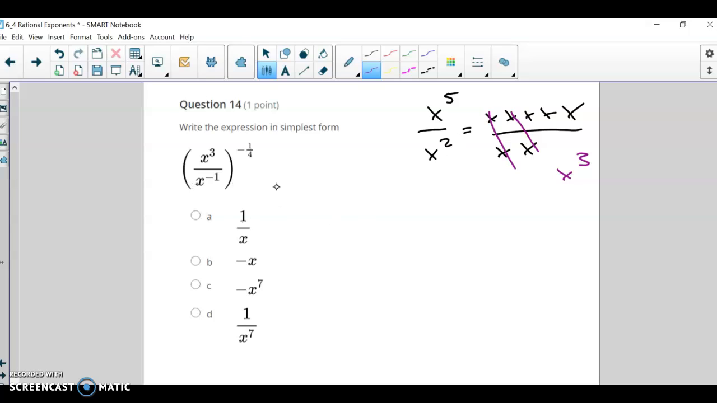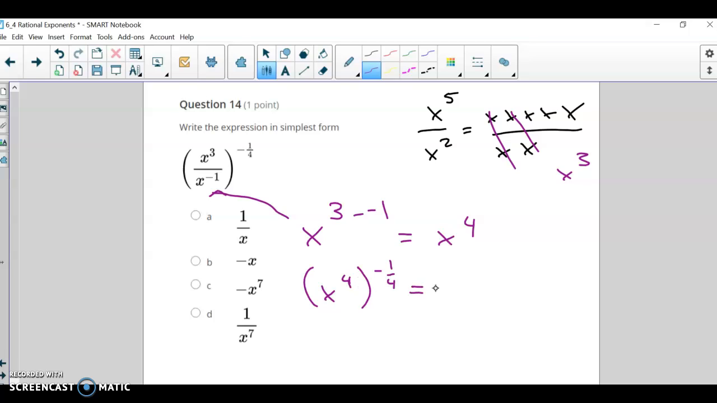So here we have to do, essentially on the inside of this, sorry I don't have any space, but on the inside I have to do x to the 3rd minus -1. So we get x to the 4th. So the inside just cleans up to x to the 4th. Okay, and then that's raised to the -1/4 power.